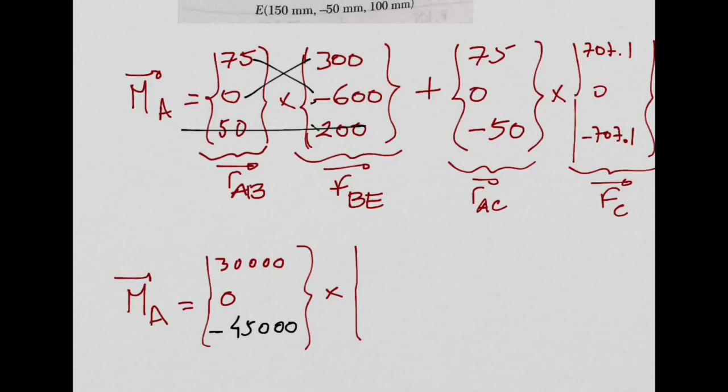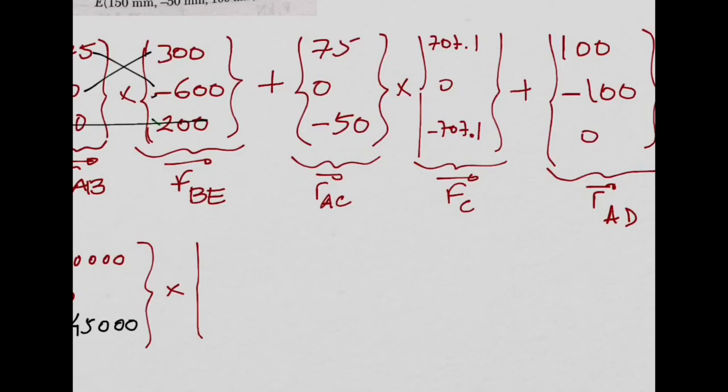All right, so we need to continue. We have to do now this cross product here, this cross product here, okay? Let's do this. X component, very quickly, look. This times this, minus this is 0. Agree with me? Y component, we have minus 50 times 707.1 minus 75 times minus 707.1. How much is that?